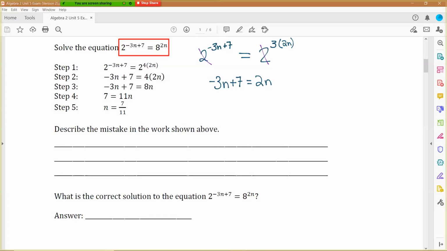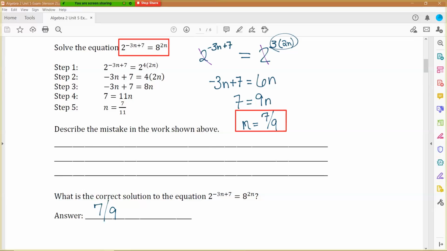Oh, not 2n. I lied. 6n. So I have to multiply these together for 6n. Now I'm going to add 3n to both sides. When I add 3n to both sides, that gives me 9n. If I want to get n by itself, I'm going to divide by 9, which gives me 7/9. So my correct answer is 7/9. Again, I would just leave that as a fraction.